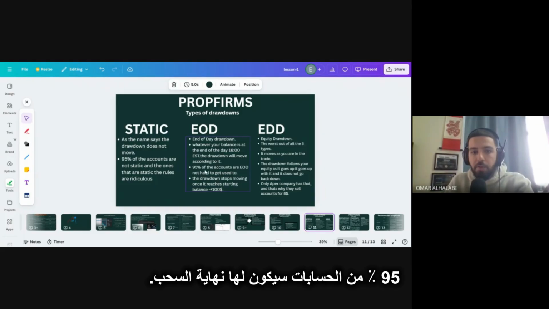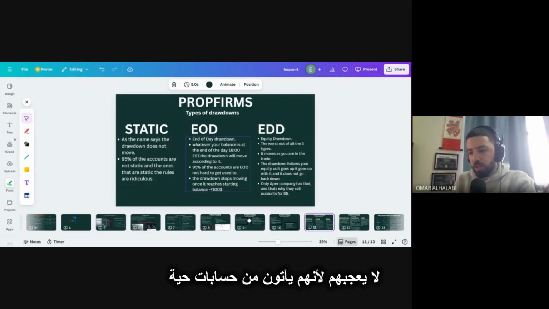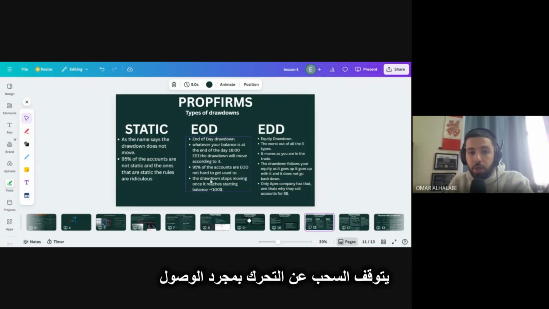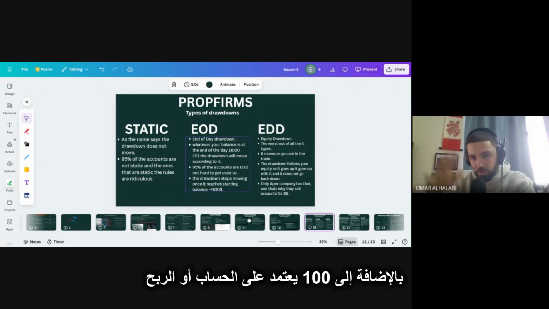95% of the accounts will have the end of day drawdown. It's not that hard to get used to at the beginning. Most people don't like it because they come from live accounts, but once you get through it, خلاص, it's done. The drawdown stops moving once you reach the starting balance minus plus 100. Sometimes it's minus 100, sometimes plus 100, depends on the account or the profit.